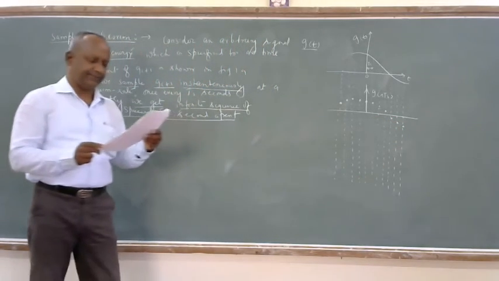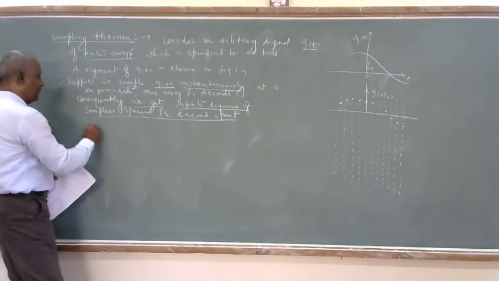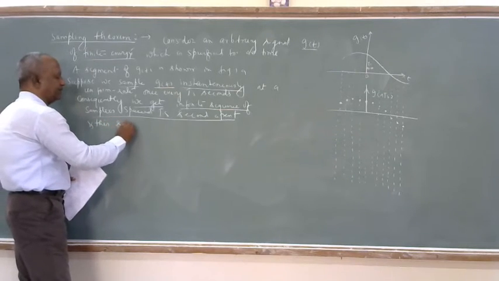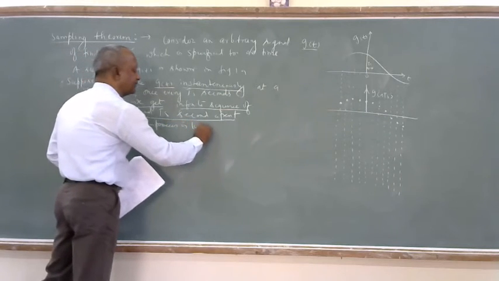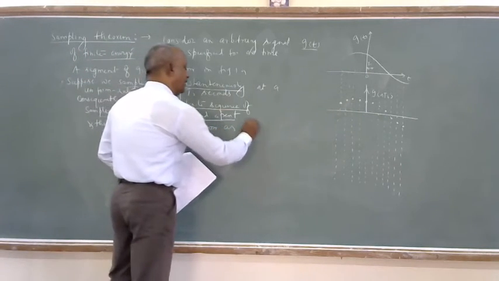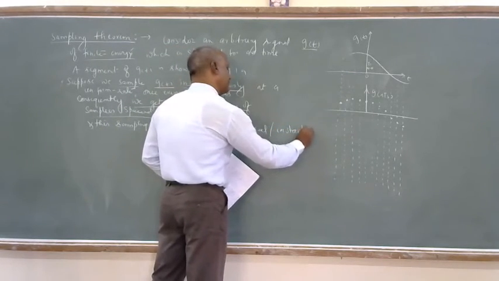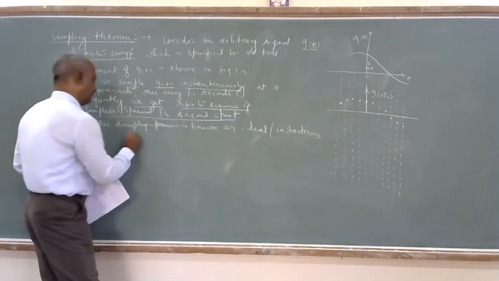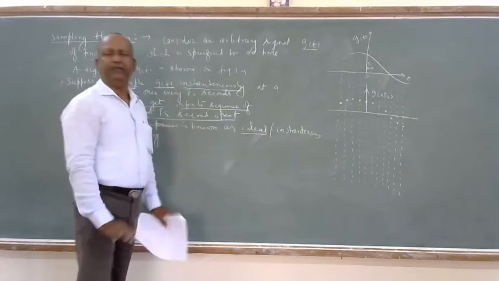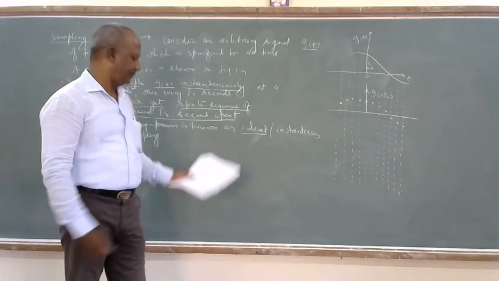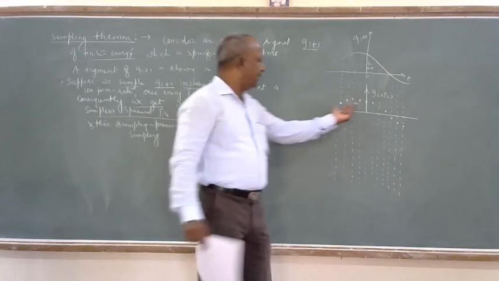Okay, the next. This sampling process is known as ideal or instantaneous sampling. Ideal means only theoretically we can implement it. It's not so easy to think of practically. So then next, what exactly am I getting as g of nts?